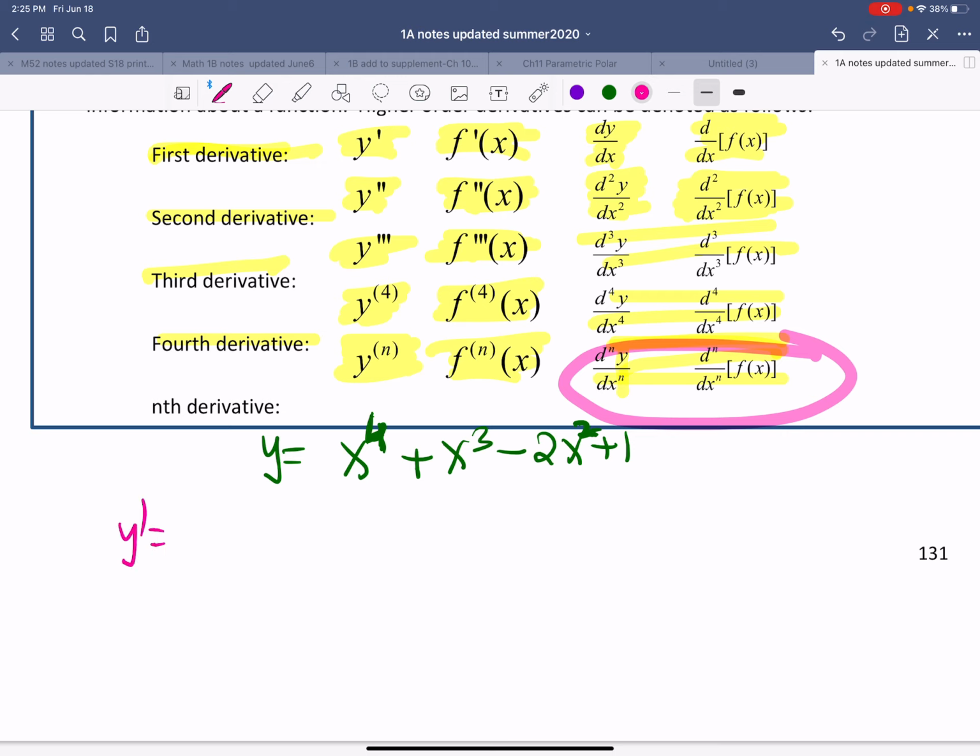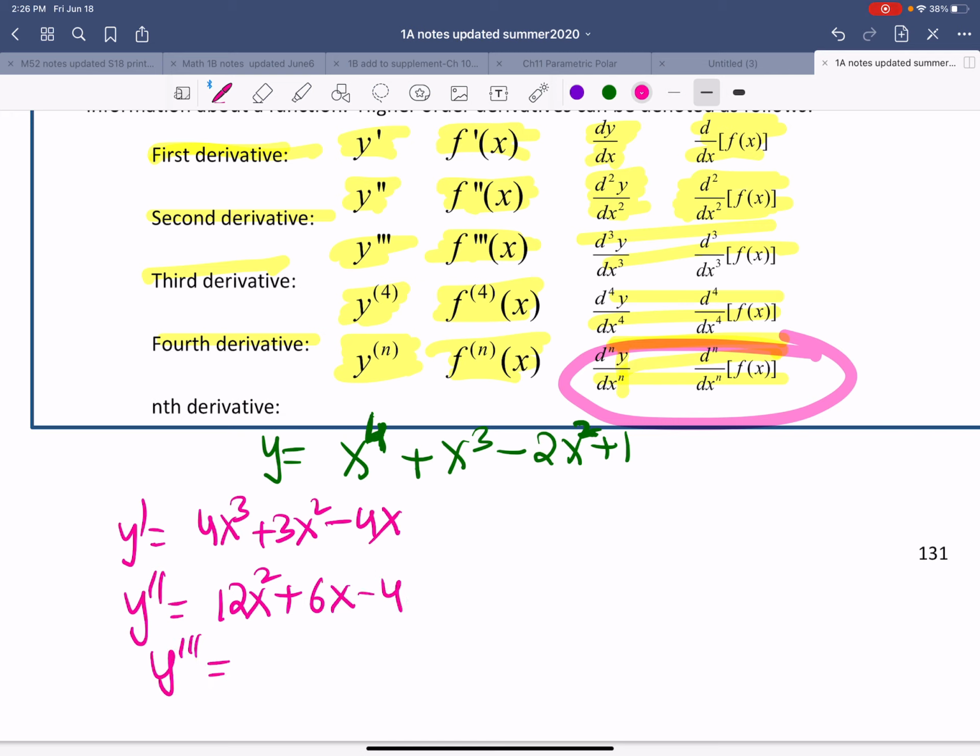Let's take a look. y prime would be 4x to the third plus 3x squared minus 4x, since 2 times 2 would be minus 4x, and the derivative of 1 is 0. y double prime is 12x squared plus 6x minus 4. y triple prime is 24x plus 6. The fourth derivative would be equal to 24. And if I go ahead and find the fifth derivative, that's going to be 0.